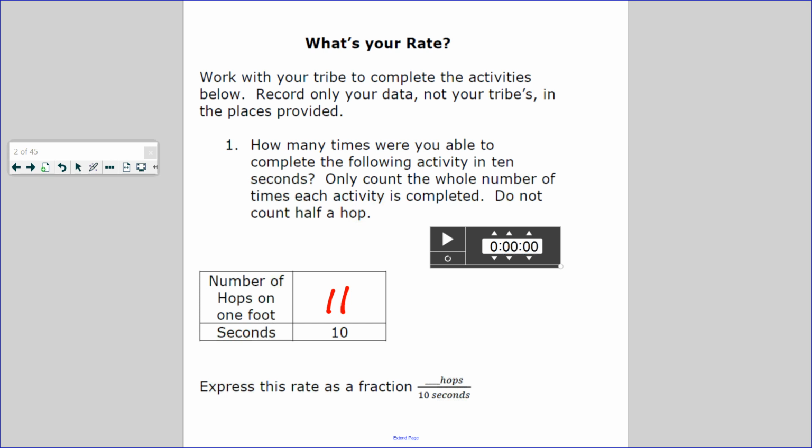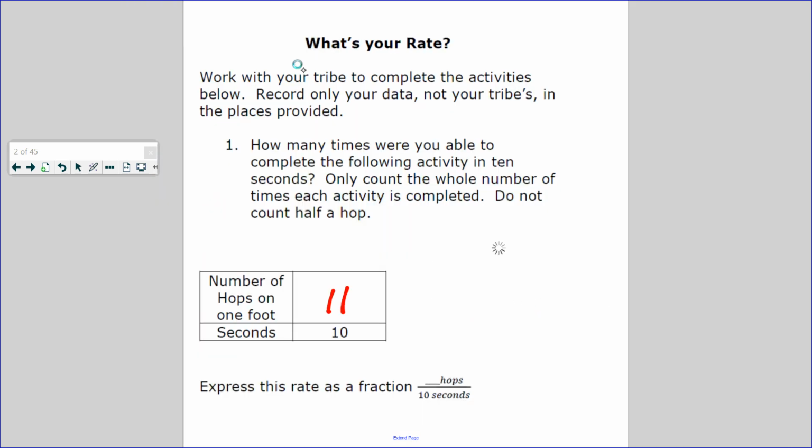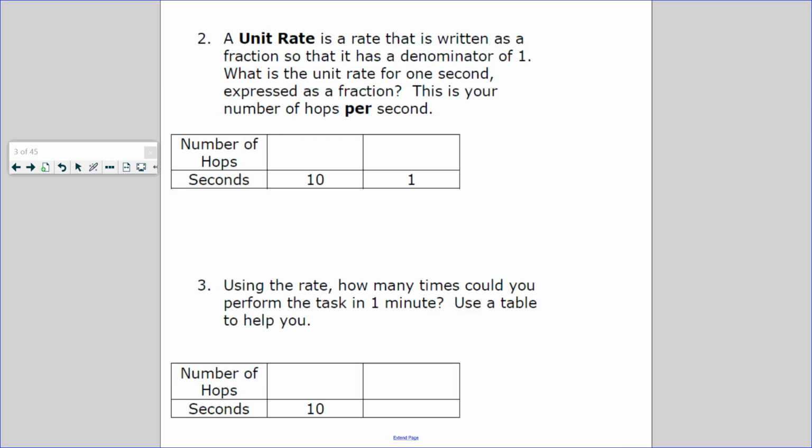I would like you to express this rate as a fraction. So rate is comparing two different quantities with different units. The units are hops and seconds. So express this rate as a fraction, 11 hops, 10 seconds. A unit rate is a rate that is written as a fraction so that it has a denominator of 1. What is the unit rate for 1 second expressed as a fraction?